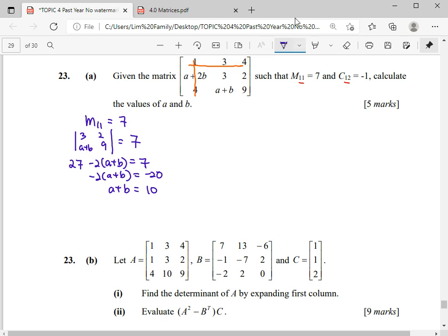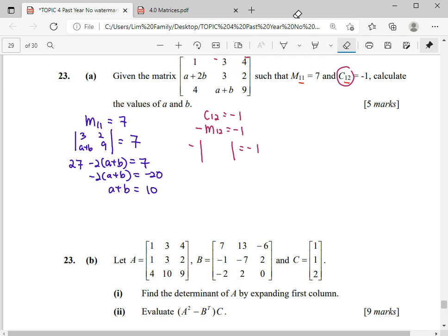The second information, they are testing us on cofactor. Cofactor 1,2 means the cofactor is negative minor 1,2. Cofactor is equal to plus or minus the minor, and the plus or minus depends on the position. The sign pattern is positive, negative, positive. So for position 1,2, the cofactor will be the negative minor. Therefore negative minor 1,2 will equal negative 1.